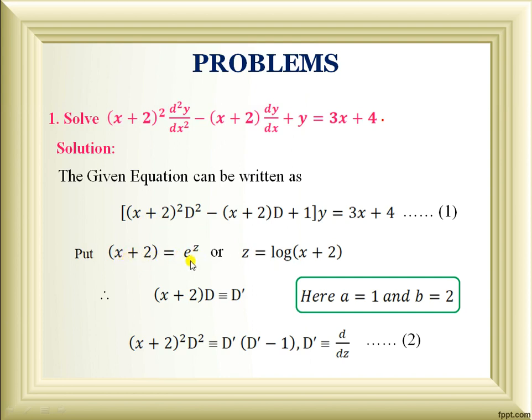After taking logarithm, I will get z equal to log of (x plus 2). Next, in the operator form, the replacement is (x plus 2) into D is equal to a into D dash, where a is equal to 1. Therefore, we need to replace D dash alone. Likewise, for the second derivative, (x plus 2) whole square into D square is equal to a square into D dash into (D dash minus 1). The a square value is 1, so I want to replace alone D dash into (D dash minus 1).